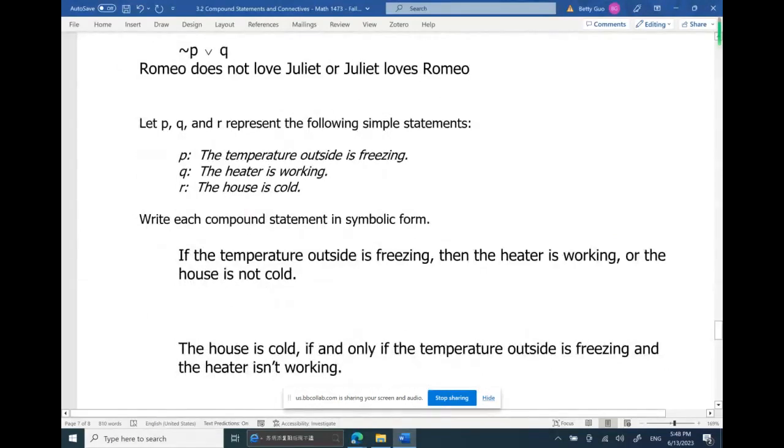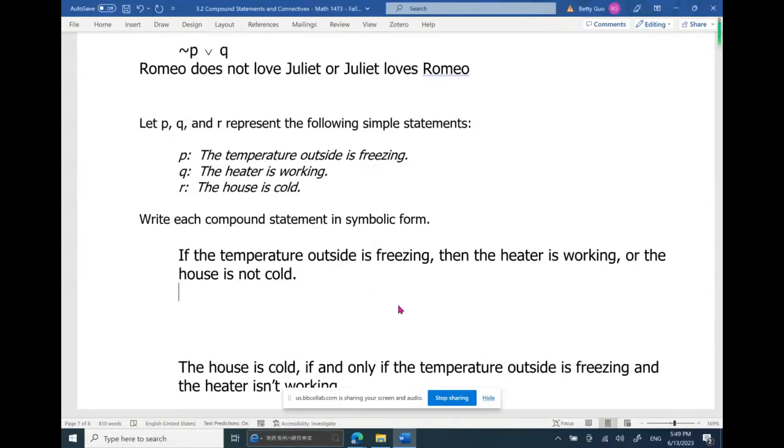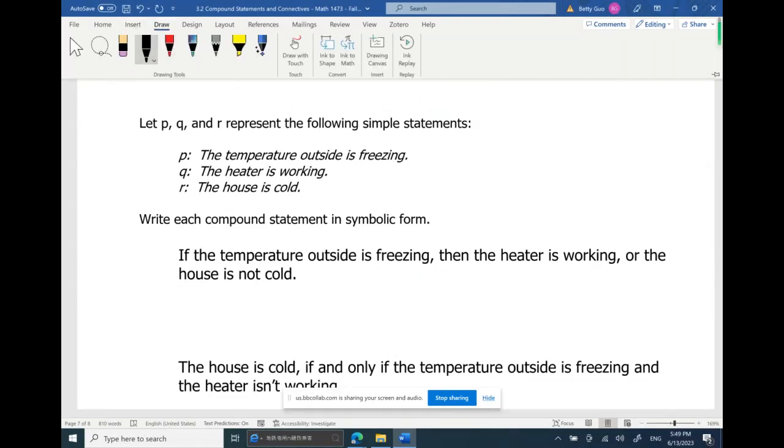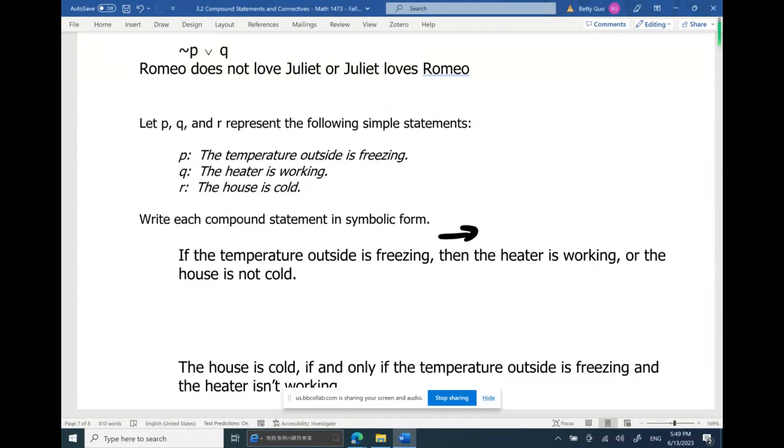Next, P, Q, R is given. We are going to write each compound statement in symbolic form. P is the temperature outside is freezing. Q, the heater is working. R represents the statement that the house is cold. Let's read this sentence. If the temperature outside is freezing, then the heater is working or the house is not cold. And as you can see, we have if-then, so that is a conditional, right? It's conditional. And we also have or here, and that is a disjunction.